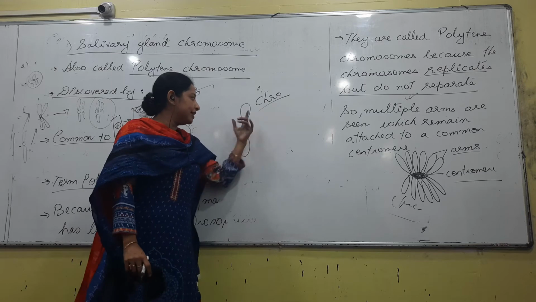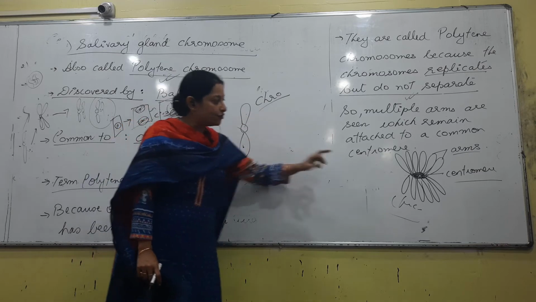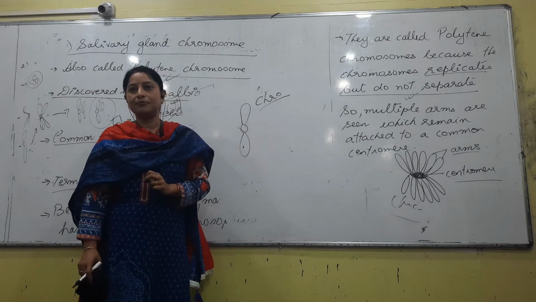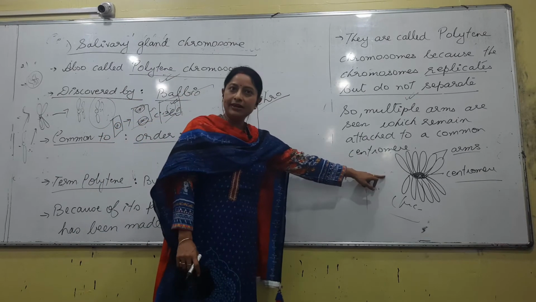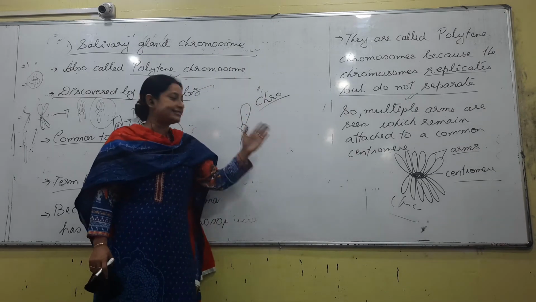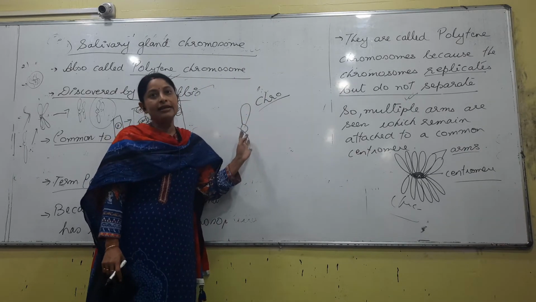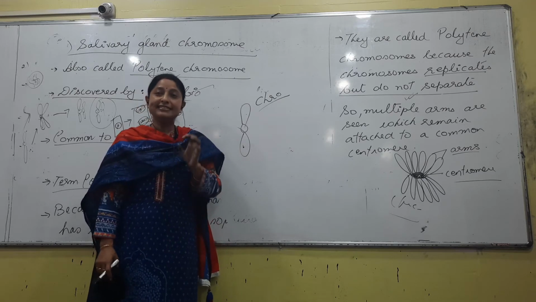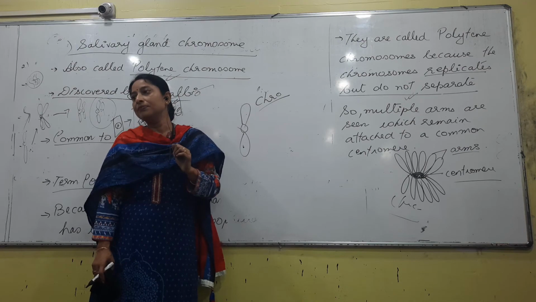In this chromosome, if one chromosome looks like this, which one will have more genetic material? Right? So polytene chromosomes will have a huge amount of DNA as compared to the normal chromosome. Why? Because the arms are more. If the arms are more, obviously the genes are more. If the genes are more, then the DNA will be more. Understood?